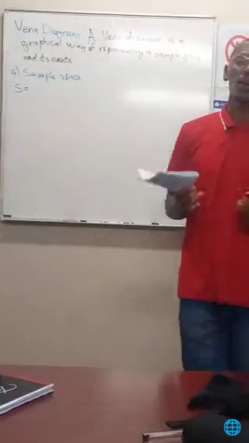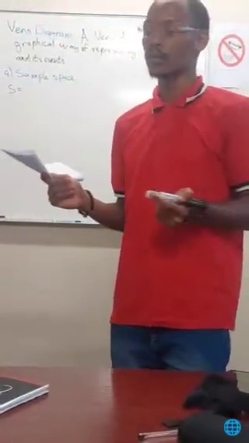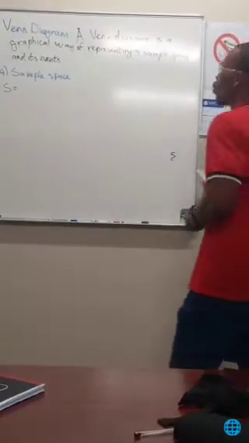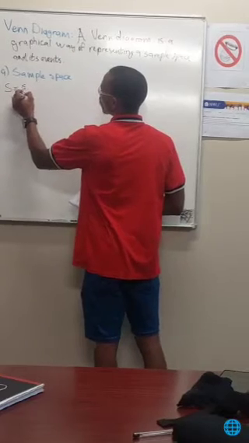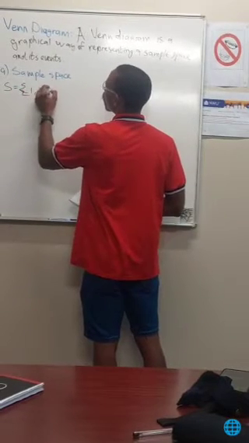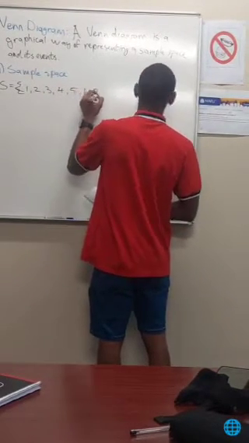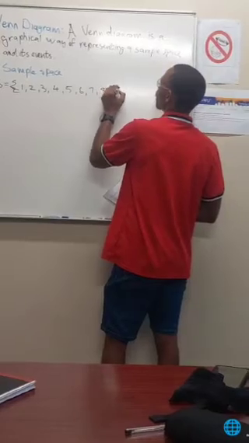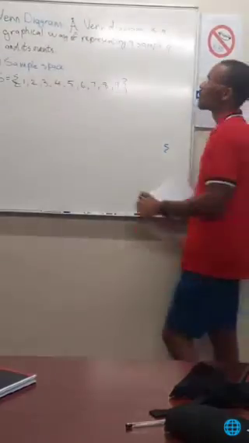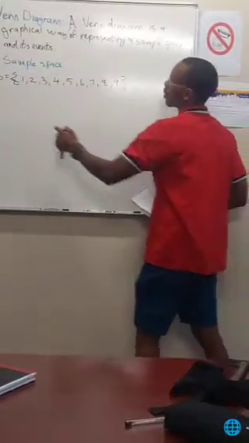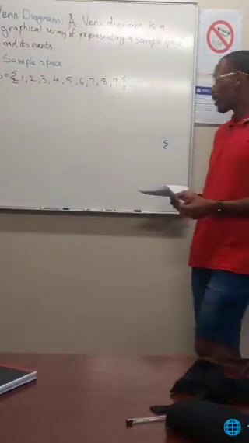Okay, yes. So this, our sample space, is a representation of everything in the sample. Because we have 9 cards with numbers on them, our sample space is going to be 1, 2, 3, 4, 5, 6, 7, 8, and 9. This is how we represent our sample space, and this is called set notation. And then B.